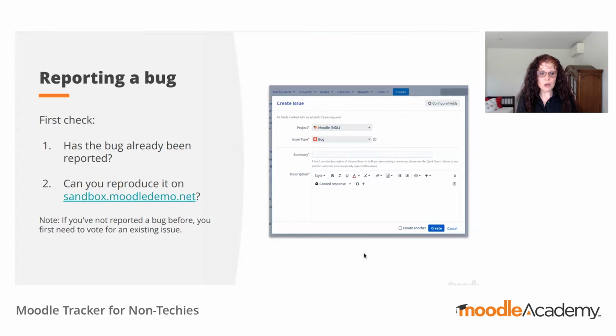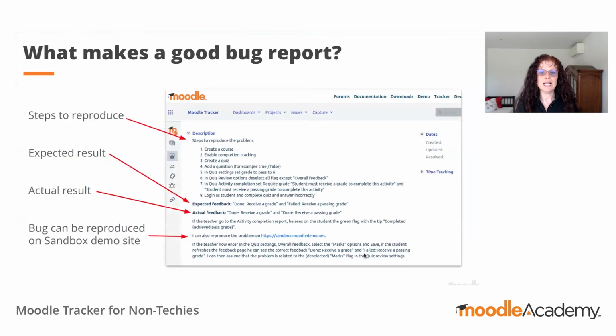Just a little note there, if you've not reported a bug before, if you're new to the tracker, we have this anti-spam measure whereby you have to just vote for an existing issue first, and then you're able to create a new issue and report a bug. So if you've done those checks, then click the create button there. And so let's have a look.